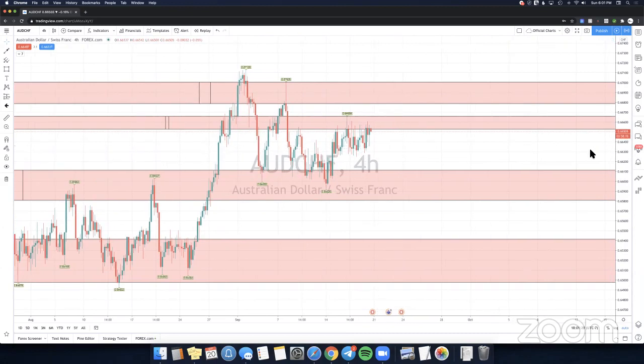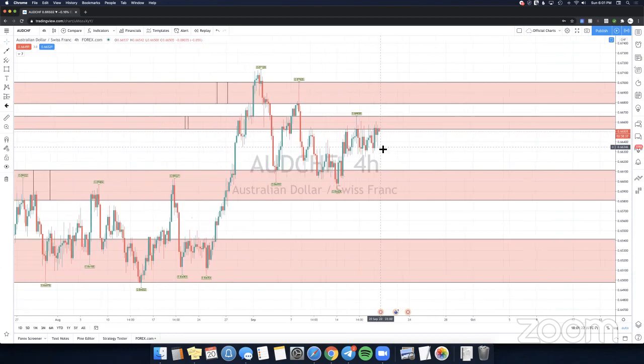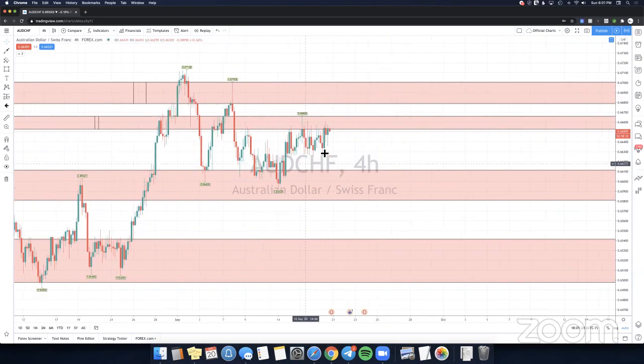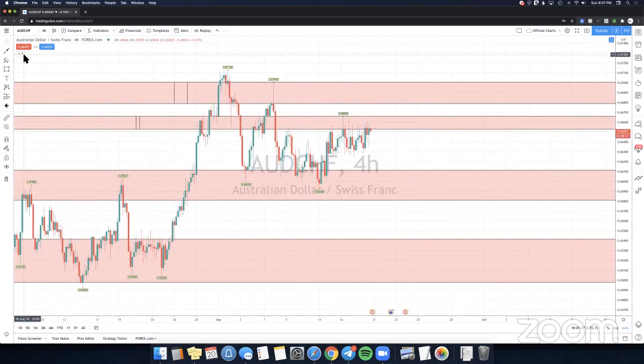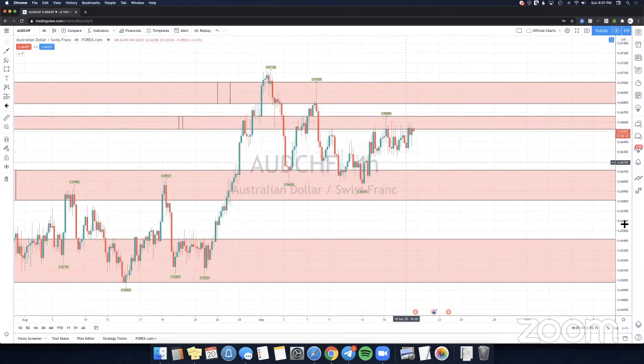So just looking at this point here, we can even look at the trend. I said that price was consolidating right here. If you turn on the pivots, it's pretty obvious. So price is trying to continue upwards, but if it doesn't break this zone, it's probably just going to continue sideways. So something to look out for. So that's AUD CHF. Let's move on to the next pair.